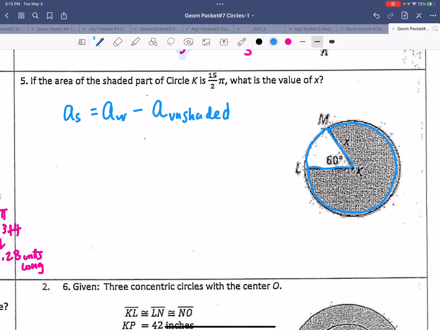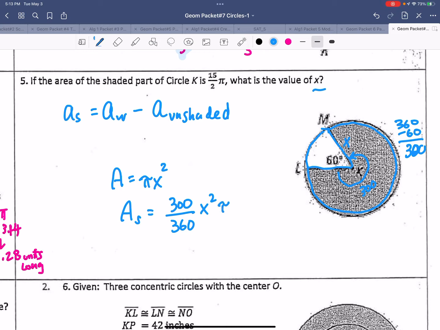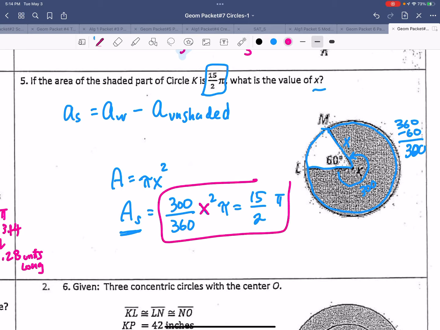All right, so let's start out here. It says, what if the area of the shaded part is 15/2 pi, what is x? Okay, so we know that the area of the whole circle is pi x squared because we're using x as r. And we want a portion of it. So what is this? Well, 360 minus 60. That means I want 300. So the area of the sector is 300 divided by 360 times my area, which is pi r squared, and the radius is x. So now they're telling us the area of the sector is 15/2 pi, can you get x by itself on one side? Using this equation, we can.